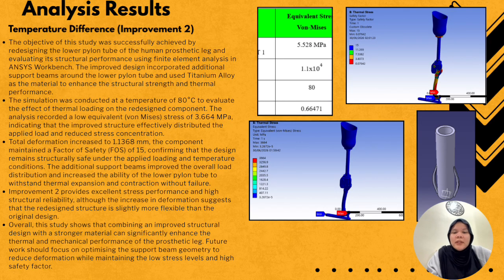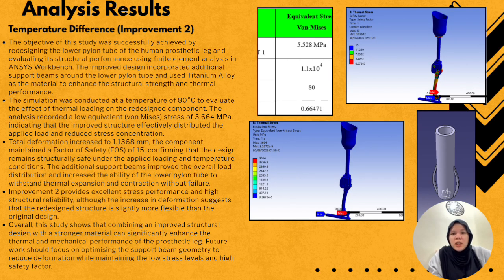The factor of safety is 15, which indicates that the redesigned lower pylon is still structurally safe and capable of withstanding the applied loading conditions. Overall, the results show that the combination of the reinforced lower pylon design and the titanium alloy material improved the overall structural performance. The lower stress value indicates better load distribution, while the high factor of safety confirms that the design is reliable for long-term use under temperature loading.